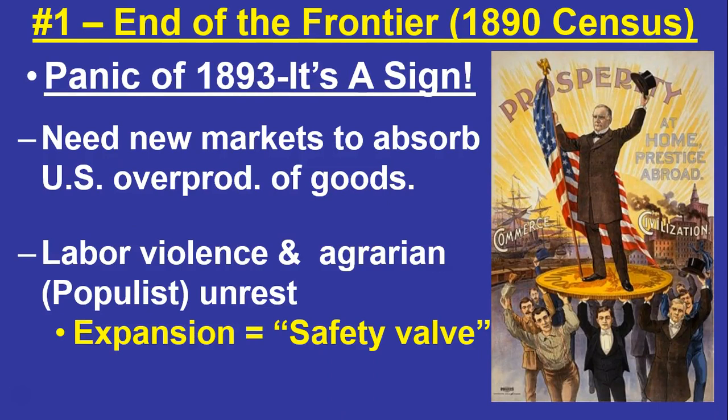So the Panic of 1893 was a sign that we're going backwards. We're shrinking. We need new markets to sell gadgets, wedges, and thingamajigs to. We have an overproduction of goods. We have too many workers.